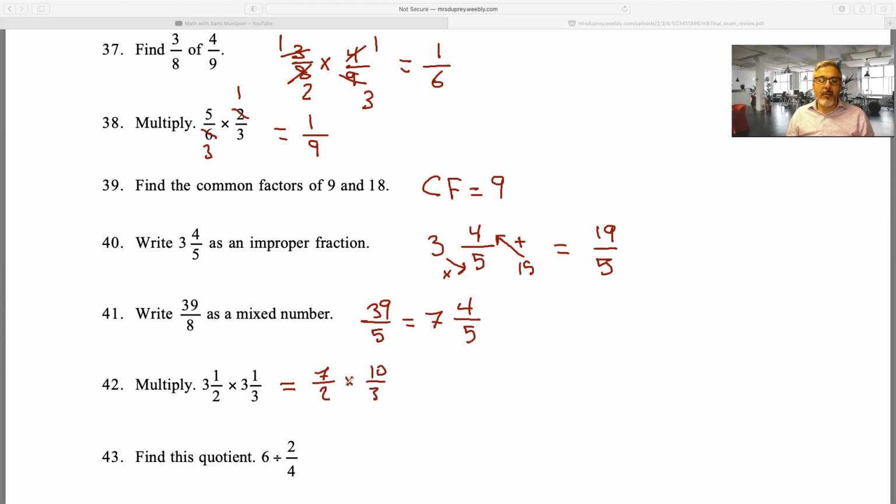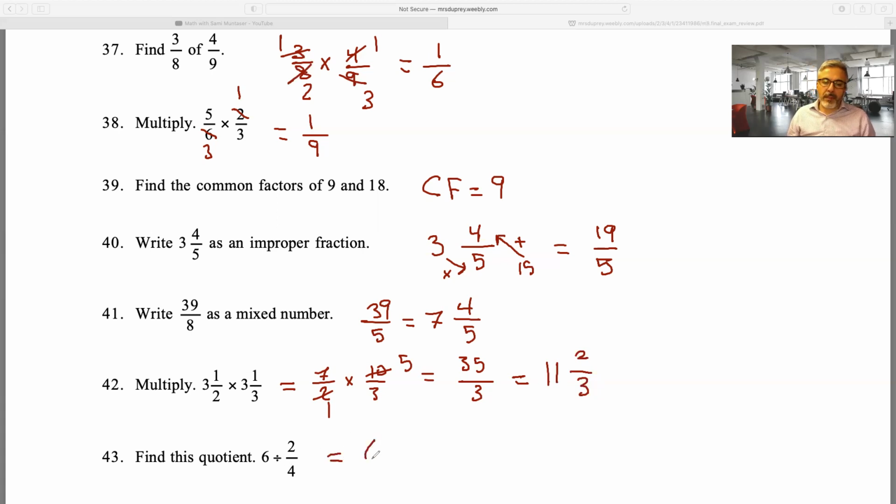That's 10/3. Now we look if we could reduce within. We can't. If we could reduce diagonally, yes. 2 goes into itself once, goes into 10 5 times. 7 times 5 is 35/3. If you want to express this as a mixed number, 35 divided by 3 is 11. 11 times 3 is 33. So you know there's a remainder of 2 from 35. So that's what you write as a fraction, 11 2/3.